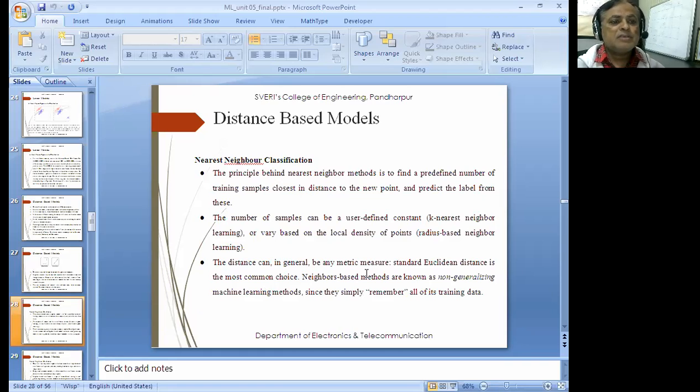Now the nearest neighbor classification will actually come under the distance based model. The principle behind the nearest neighbor method is to find a predefined number of training samples closest in distance to the new point and predict the label from this. So we have already seen this. Now I'm just elaborating it from a different angle.